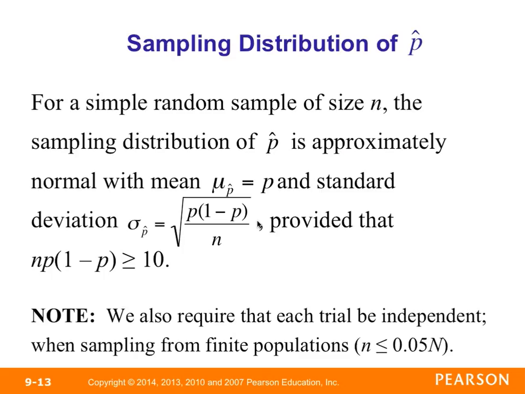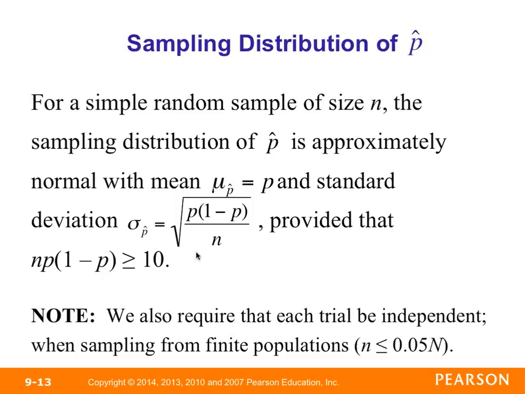Okay, so let's talk about the sampling distribution of p hat. This is something we've already talked about, but for a simple random sample of size n, the sampling distribution of p hat is approximately normally distributed with a mean of p and a standard deviation found by calculating p times 1 minus p, then dividing by n and taking the square root of that whole thing. And then it was also required that n times p times 1 minus p be at least 10.